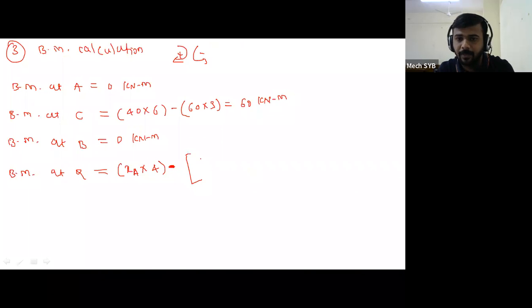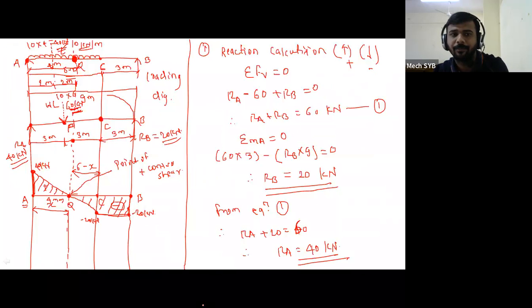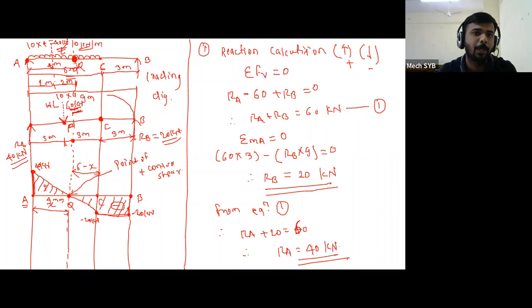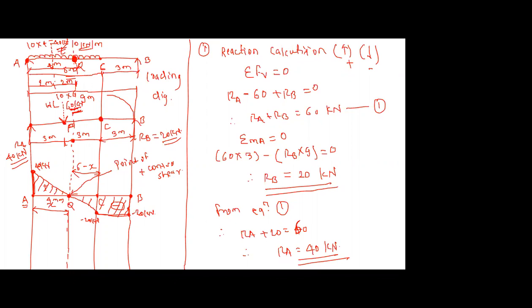See. 10 into 4. This is your UDL converted into the point load. What is the distance between this point load and Q distance? जे काय 4 मीटर UDL चा आपण पॉइंट लोड मध्ये कन्वर्ट केलेला आहे, that is 40 किलोन्यूटन. त्या पॉइंट लोड मधलं आणि Q मधलं डिस्टन्स किती असणार आहे? 2.